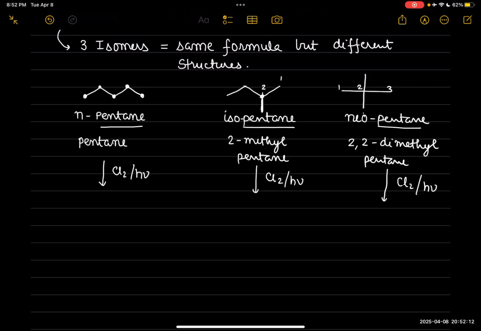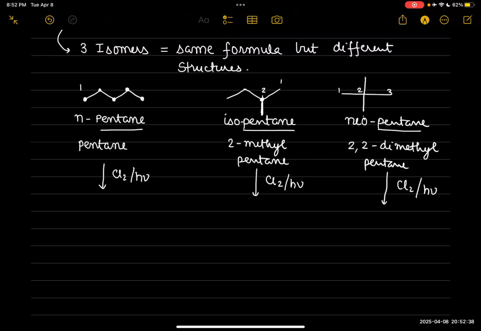How many monochloro derivatives for pentane? 5. There are 5 carbon atoms. But are all 5 of them unique? That you need to check. If they are unique, I will put the Cl on each one of them and I will get a new compound. Got it?